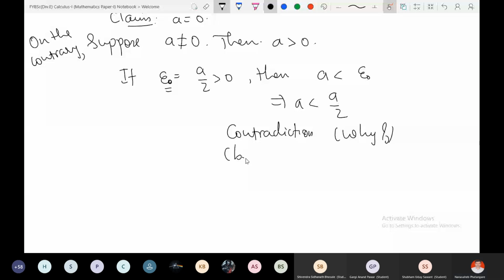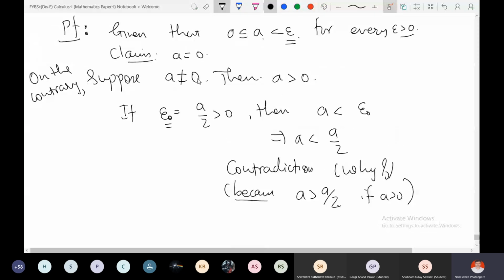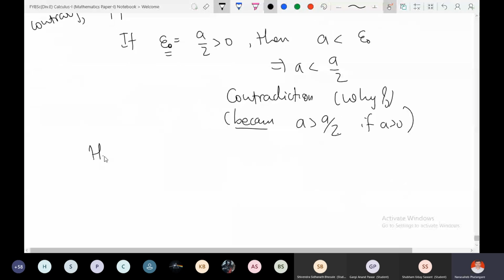Because a is always greater than a by 2 if a is positive. For negative this may not be true, but for positive, certainly a number is greater than its half. That is true, or you can prove it also, so no problem. So we get a contradiction. Why do we get a contradiction? Because we assumed that a is not equal to 0, and if a is not equal to 0, the only choice is a is positive. But if a is positive, we get a contradiction. Hence, a not equal to 0 is not possible.